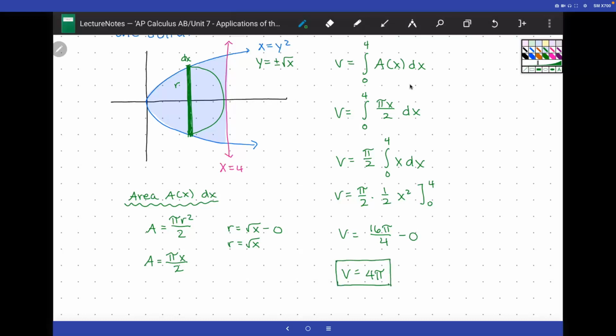Any questions? Yes, super. Do you need to put units after the whole time? No. If you didn't hear the question, do you have to put units? No, you don't have to.